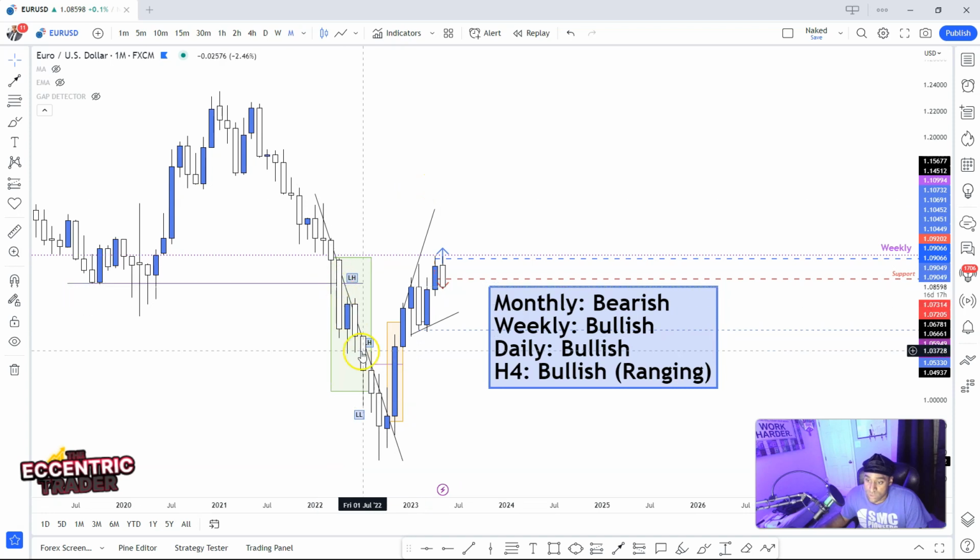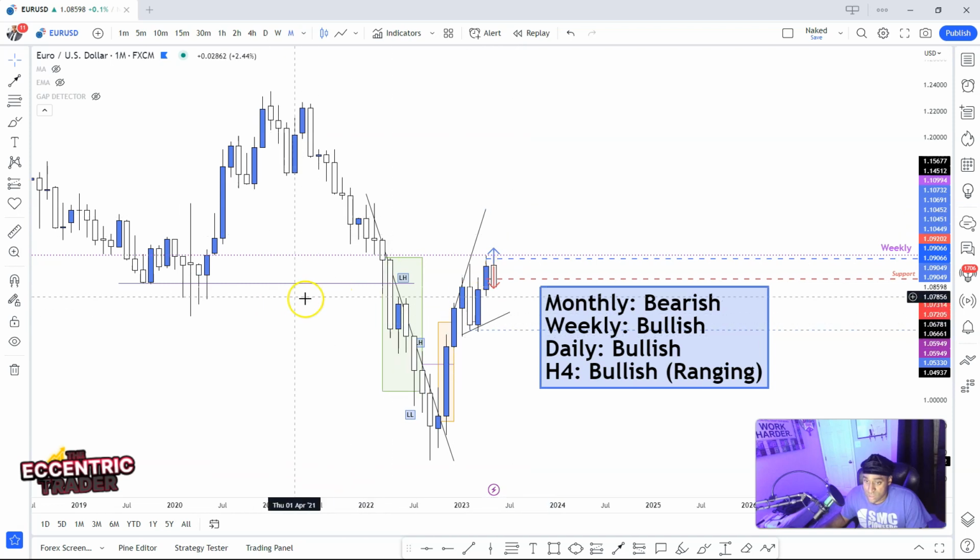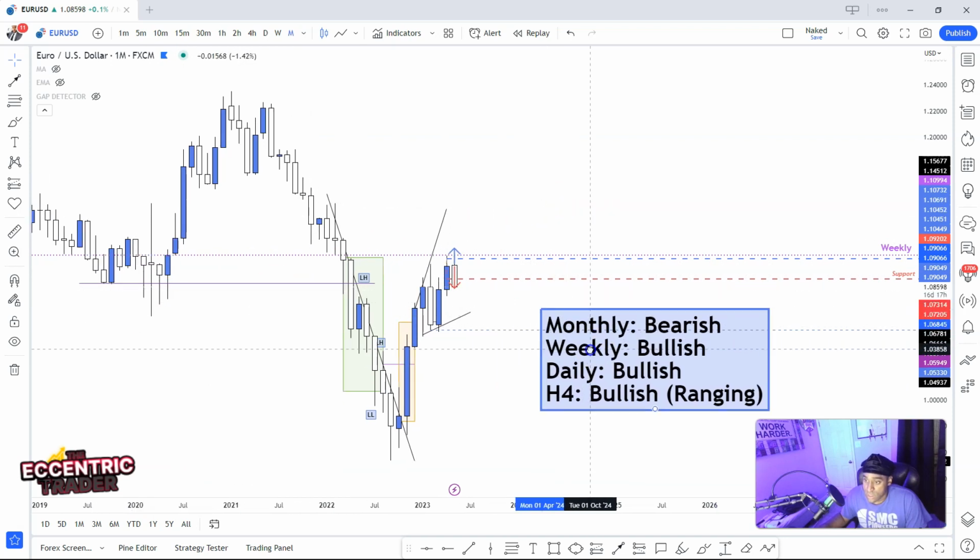So price broke out right here, then came down. Then it came back up, and now it looks like it's going to be testing a level of resistance, since it is back up here at that mark that it broke out of. What was that? Three years ago, 2020.